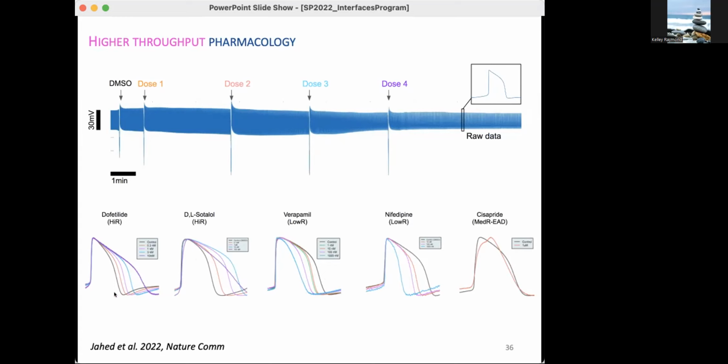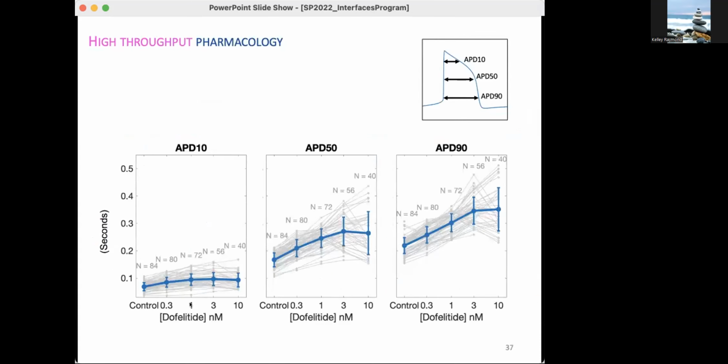So for example, for a high-risk drug like dofetilide, we can see for the same cell that as you add higher doses of the drug, it prolongs this action potential. And for one single drug, we could do this on multiple cells simultaneously. We can also do this repeatedly on different experiments, and we can wash the drug out and repeat it. So you can get several data points in a very limited amount of time. So it makes this experiment much higher throughput, and it could accelerate the discovery of drugs at the very early stages.